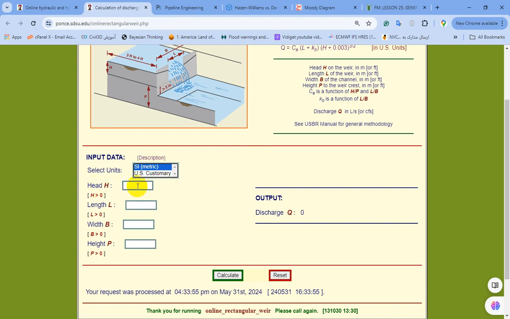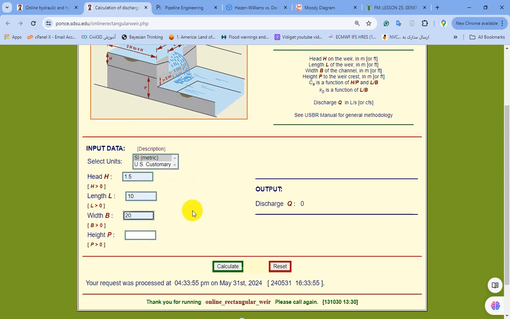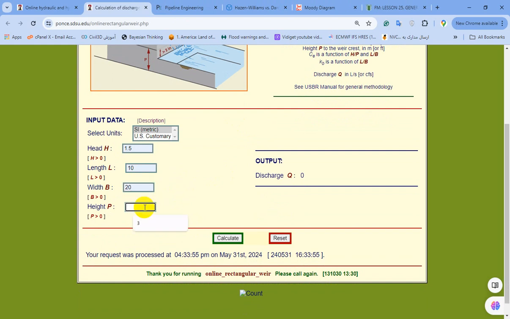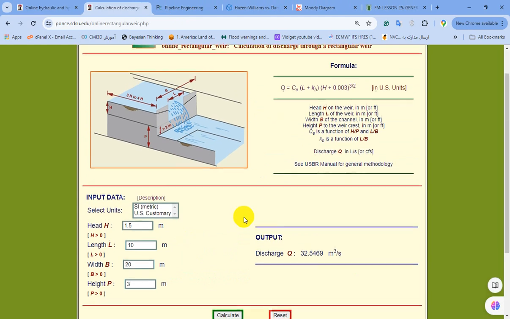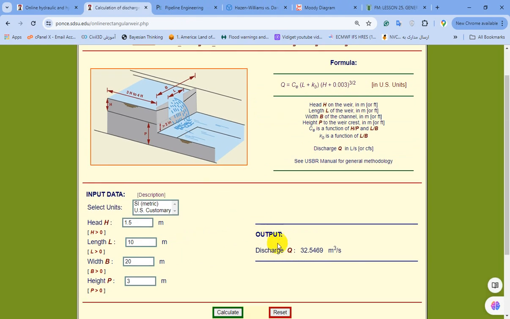For the head H, for example 1.5, L equals 10, width B 20, and the height of the weir equals 3, press calculate, and it leads to about 33 cubic meter per second for this case.